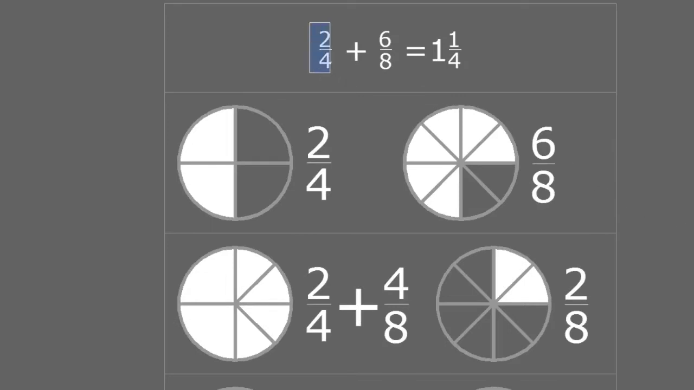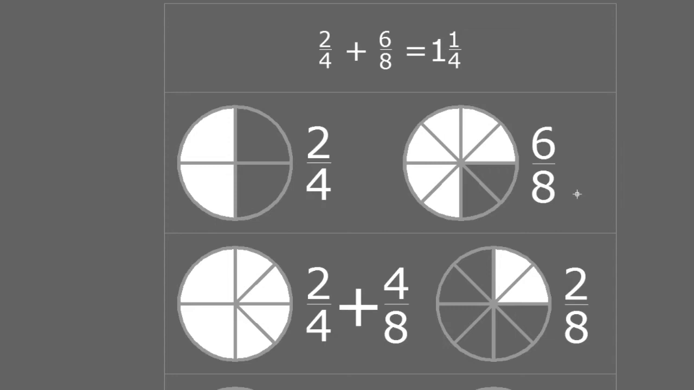Again, I am adding 2 over 4 and 6 over 8. 2 over 4, remember, the denominator tells me how the pizza was divided, and 2 tells me how many slices I have left. So 2 over 4 is telling me that the pizza was divided into 4 slices and I have 2 slices left. 6 over 8, I know that the pizza was originally made out of 8 slices and I have 6 slices left.